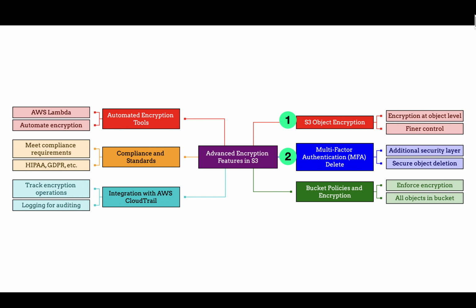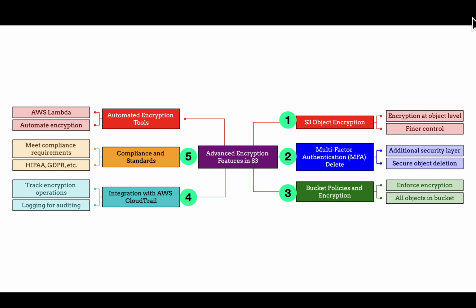2. Multi-factor authentication, MFA, delete, adds an additional layer of security for deleting objects. 3. Bucket policies and encryption: use bucket policies to enforce encryption on all objects stored in the bucket. 4. Integration with AWS CloudTrail tracks and logs all encryption and decryption operations for auditing purposes.